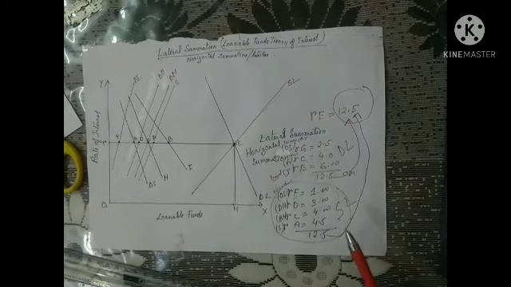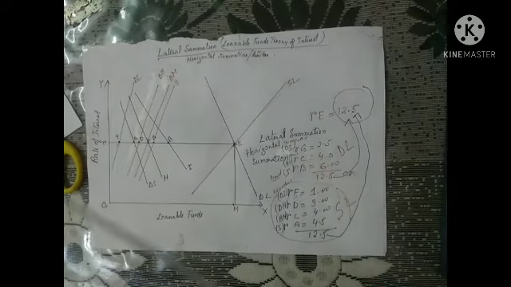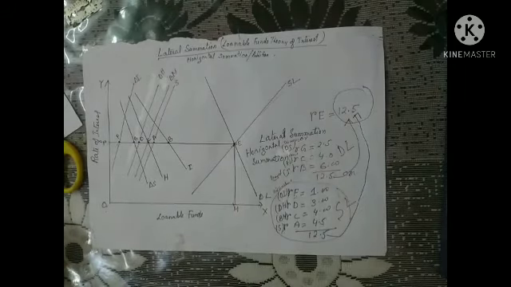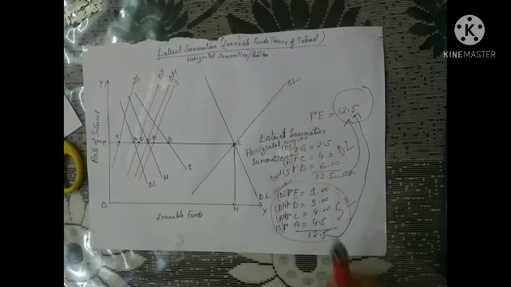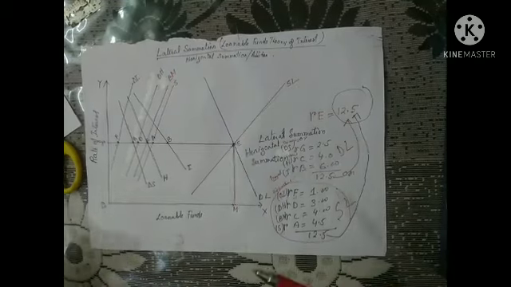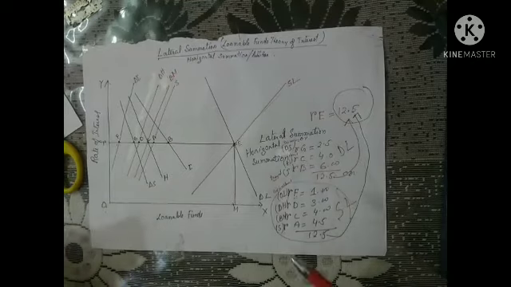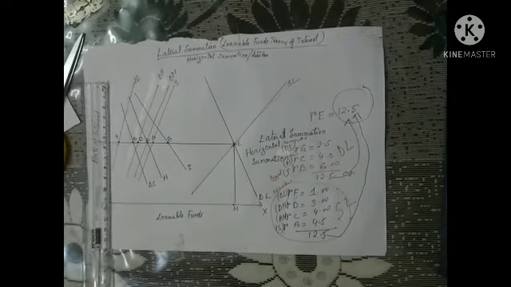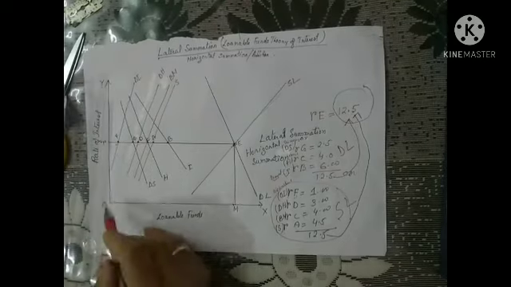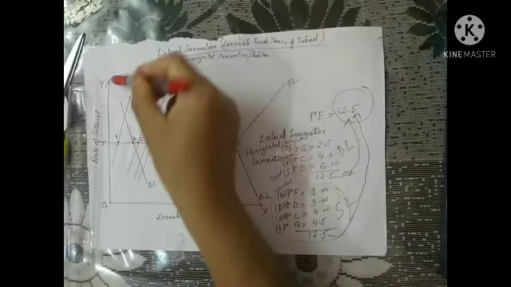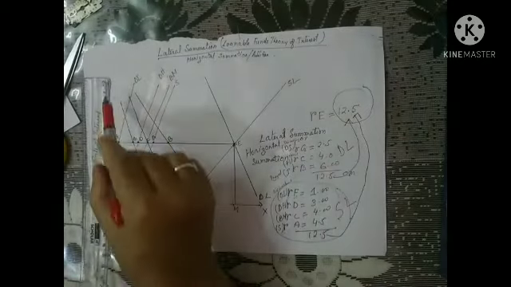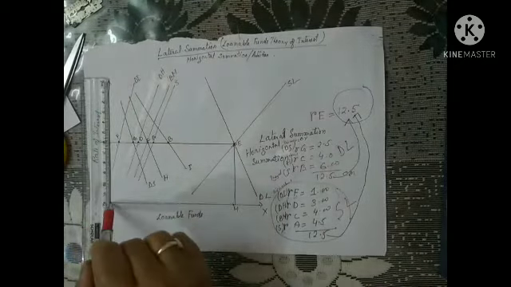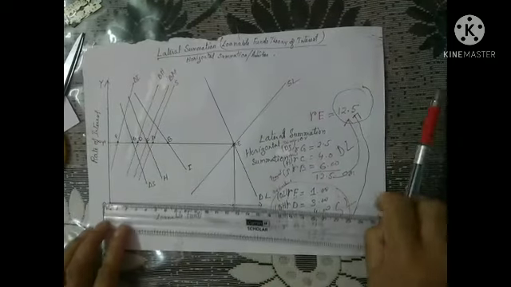Now take your copy, a pencil, a scale, and two color pens if you have them. One you can take black, another red or green, whatever, but it will be very good if you take two color pens. So what you will do in the first go, first you will draw the OY axis.